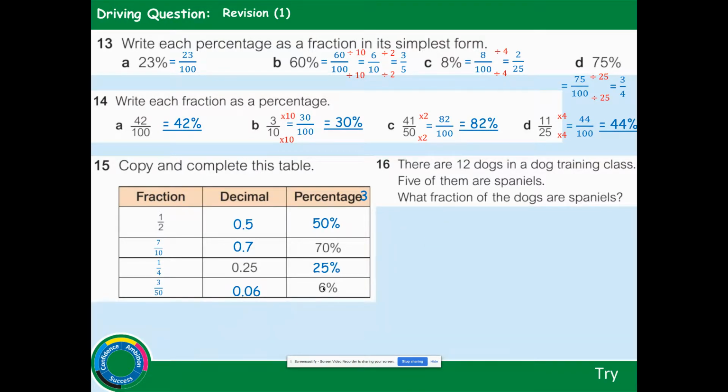Oh, there are 12 dogs in a training class. 5 of them are spaniel. What fraction of dogs are spaniels? Remember, the numerator is how many you're asked for. The denominator on the bottom is how many dogs altogether. So there's 5 spaniels. There's 12 dogs altogether. 5/12.